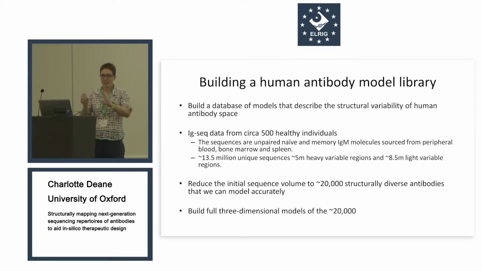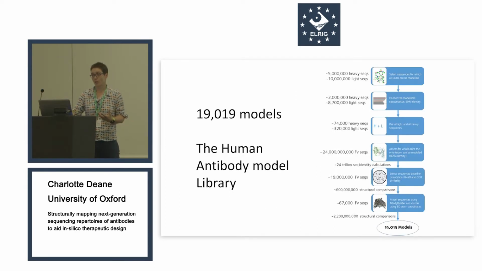So we took a particular data set. We've done this with a couple now, but this is the first one we did. It was IG-seq data from about 50 healthy individuals, and we had about 13.5 million unique sequences. What we did was reduce the volume of those sequences to about 20,000 structurally diverse antibodies that we knew we should build good models of. So I'll give you a little more detail on how that works. What you start with is unpaired data, about 5 million heavy sequences, about 10 million light sequences.